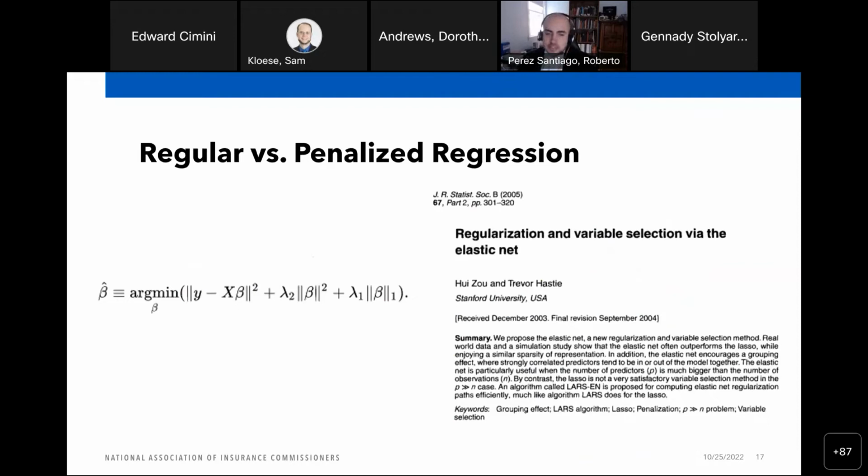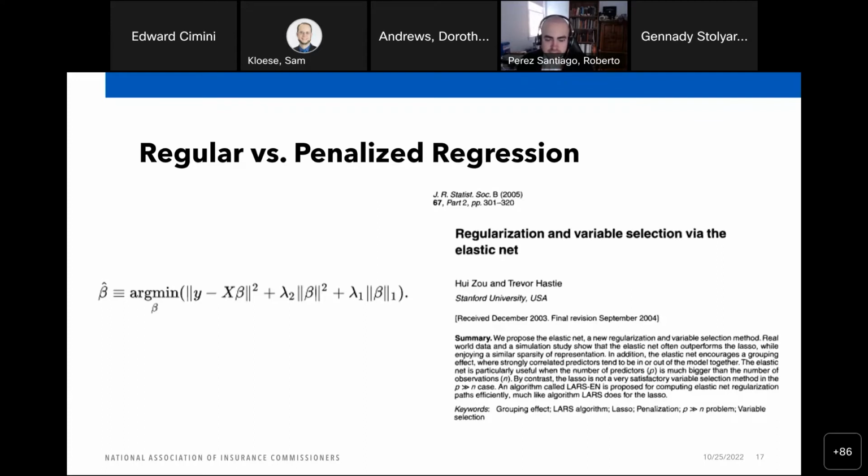So having gone through what traditional regression is, now I want to introduce the concept of penalized regression. And this was introduced by Zhu and Hastie in 2005. And you may or may not recognize Trevor Hastie as one of the authors of the famous Introduction to Statistical Learning and Elements of Statistical Learning books.